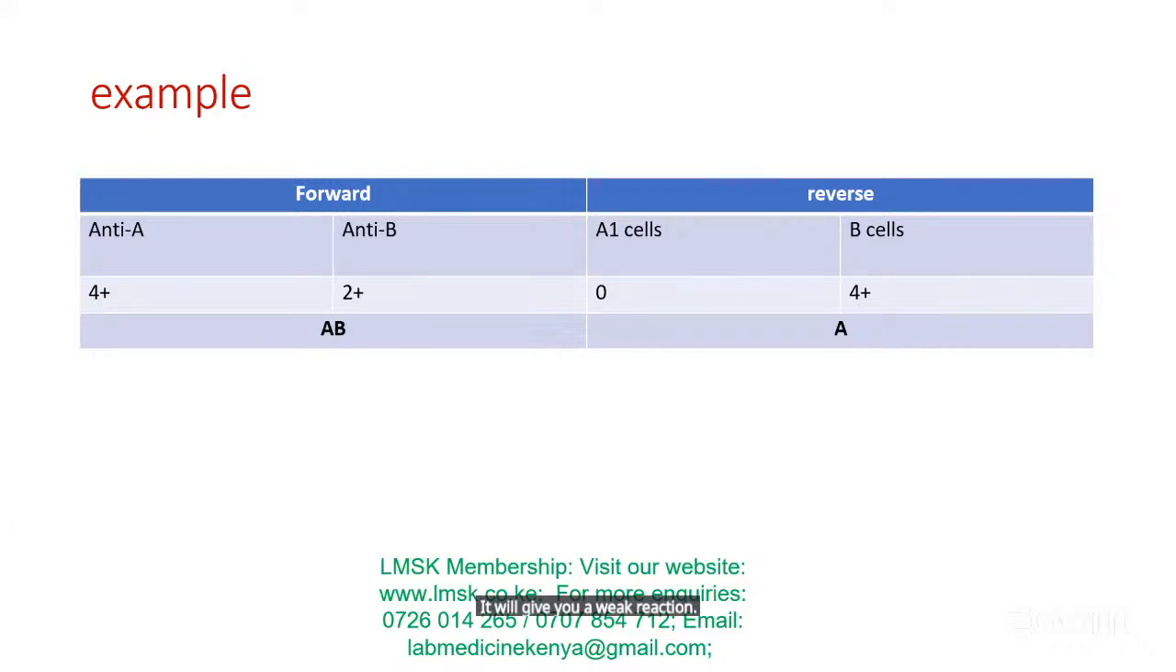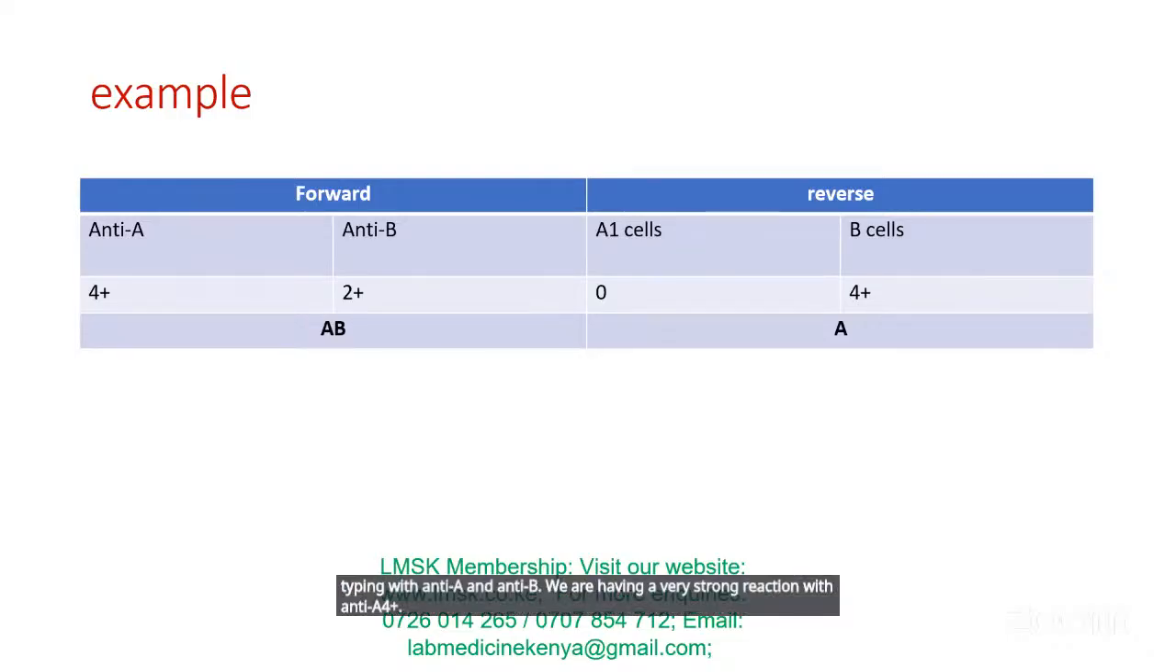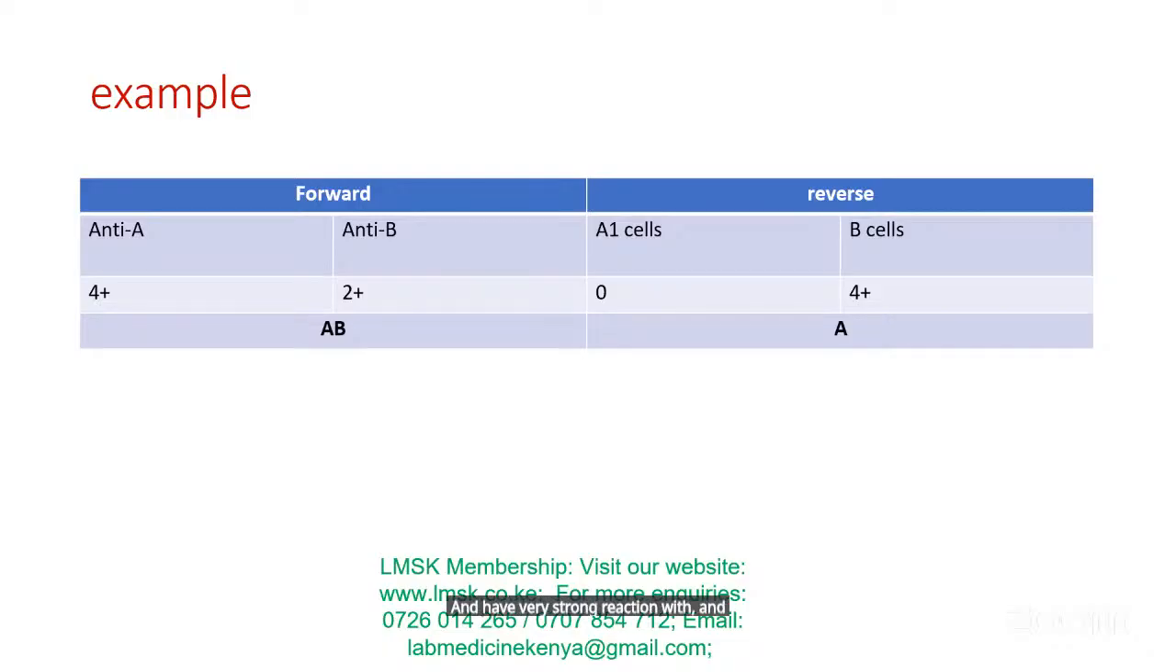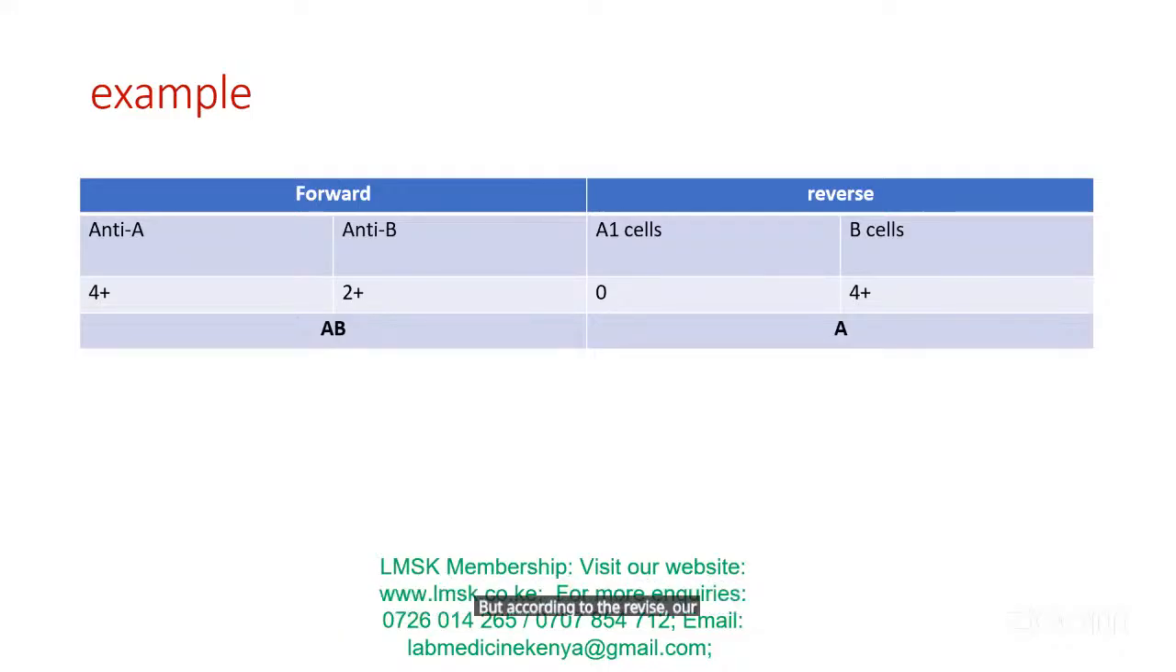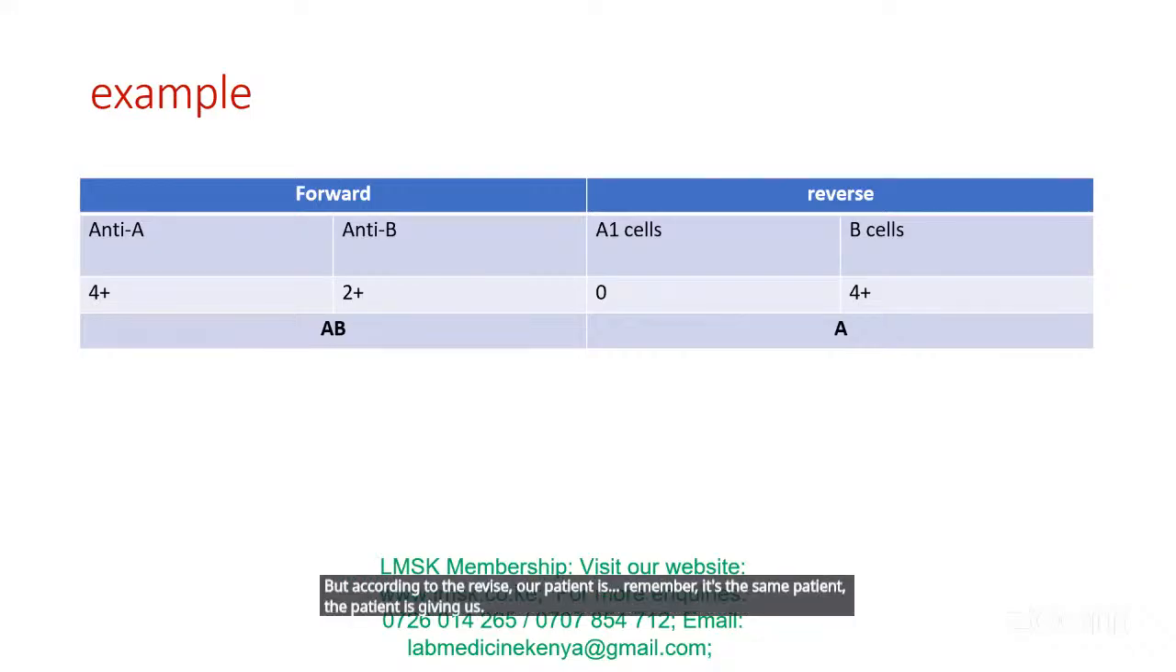This table gives us an example of a case of acquired B. If you look at the forward typing with anti-A and anti-B, we have a very strong reaction with anti-A, 4+, and a very weak reaction with anti-B, 2+. However, on the reverse side, there is only a strong reaction of 4+ with the B cells. So according to the forward typing, our patient is AB. But according to the reverse, remember it is the same patient, the patient is giving us A.